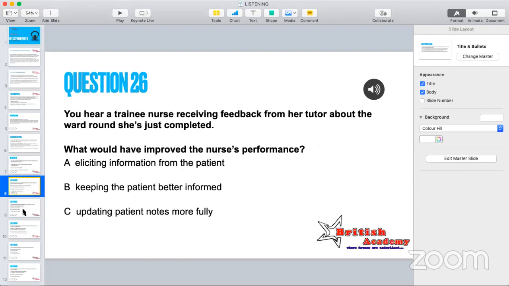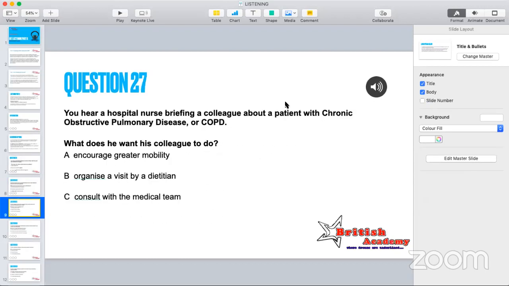Let's move on to the other question, that is 27th. Now over here, you hear a hospital nurse briefing a colleague. Here the main speaker would be a hospital nurse who is briefing her colleague about a patient with chronic obstructive pulmonary disease or COPD. What does she want her colleague to do? Listen to it carefully, make notes: encourage greater mobility, organize a visit by a dietitian, or consult with the medical team. These are the three options given. In the examination, you should utilize your first 15 seconds, quickly go through it, understand it, and then be ready for it. Now I'll play the audio, then we can check.